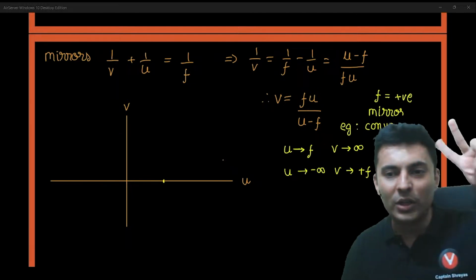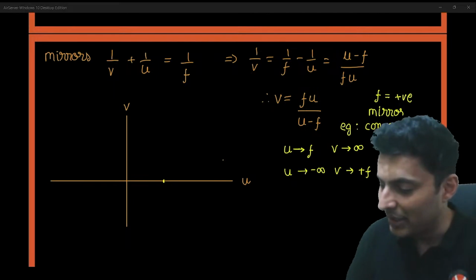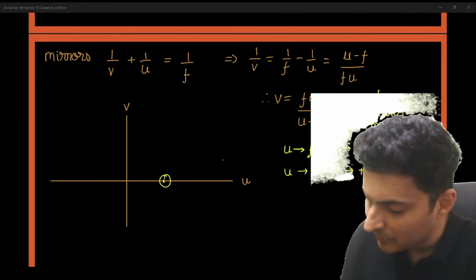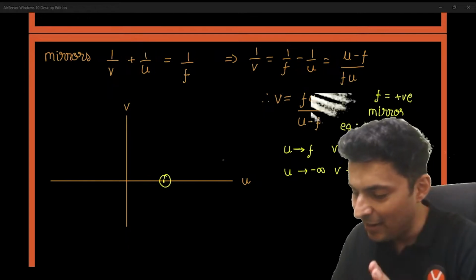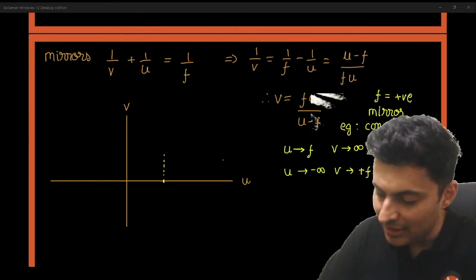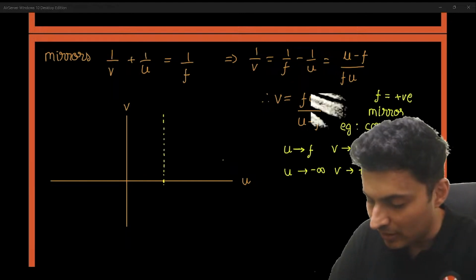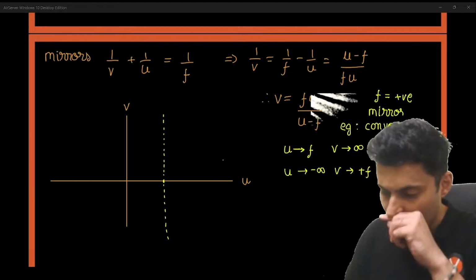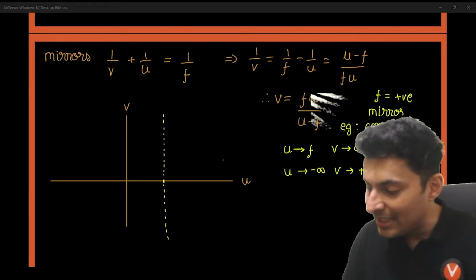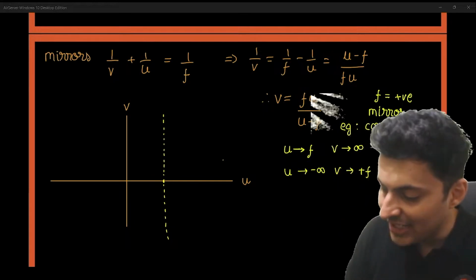Now, at least we have got 2 points. So 1 point: U is f, V is going to be infinity. So I'll draw a line like this. Second, U is minus infinity, V is going to be f.